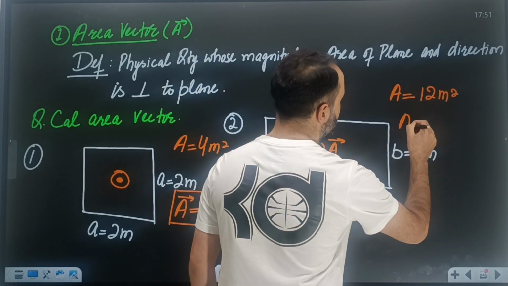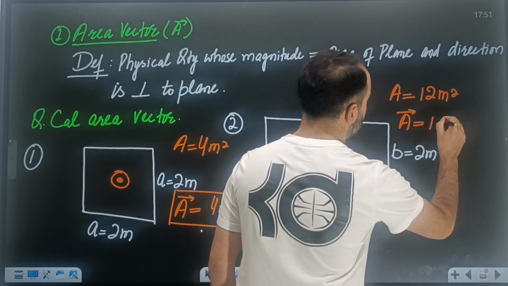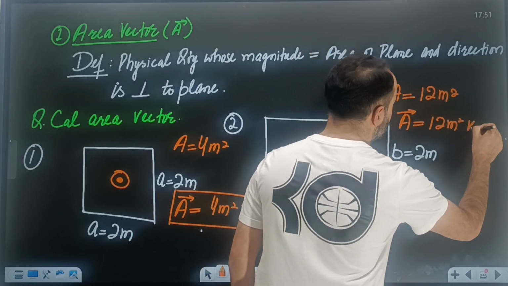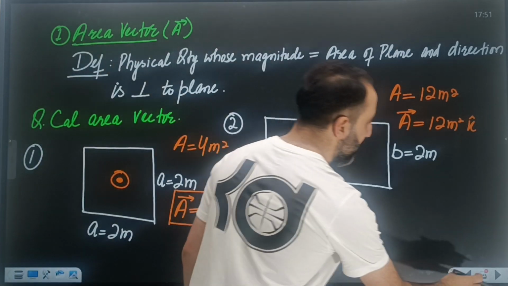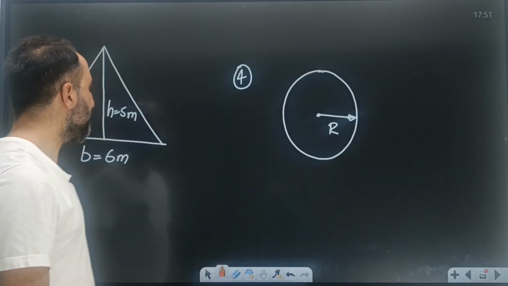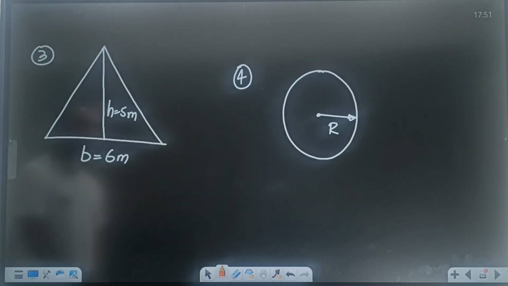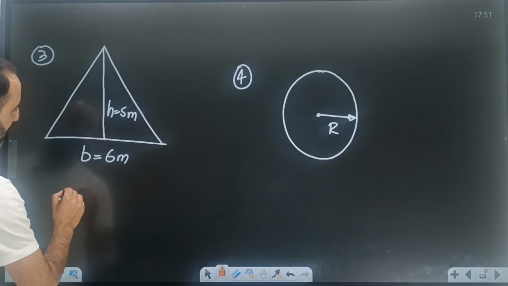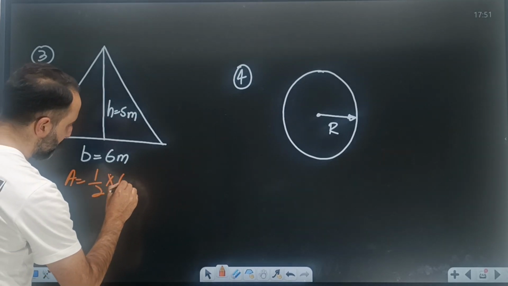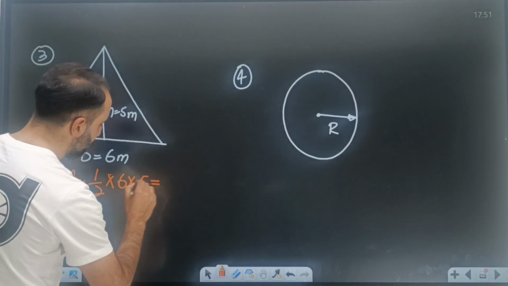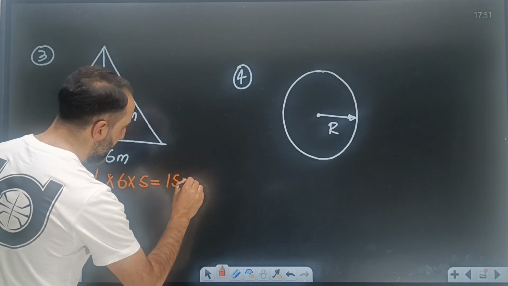And in the vector form you can write it like this: 12 meter square multiplied by k. k means it is directed vertically outwards. Now for the triangle, you should know the area, that is 1 by 2 base into height. And what is base? 6. And what about height? 6 5s are 30 divided by 2 is equal to 15 meter square.